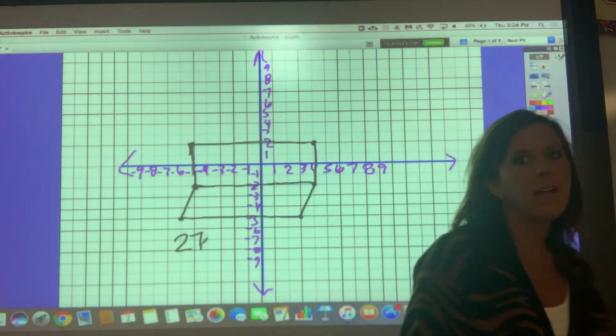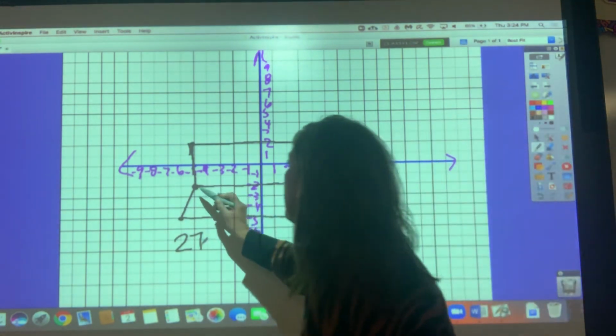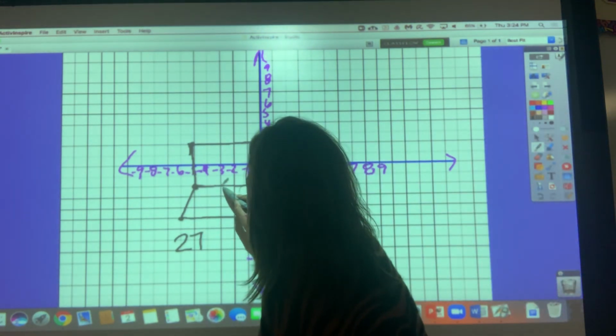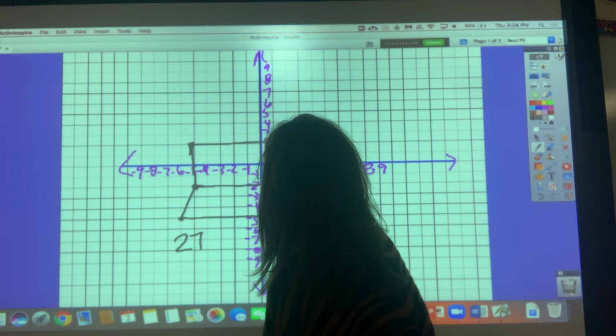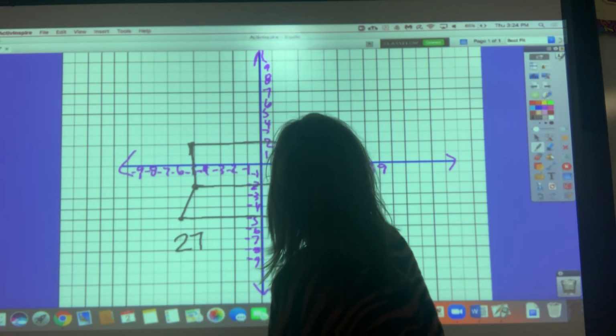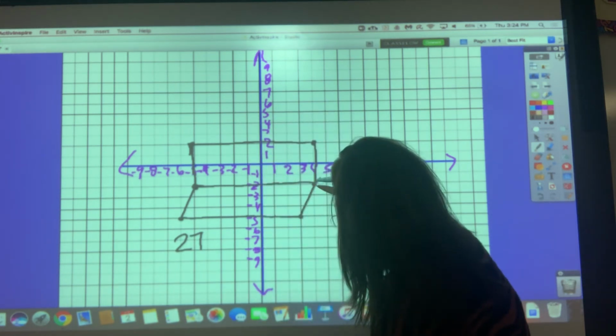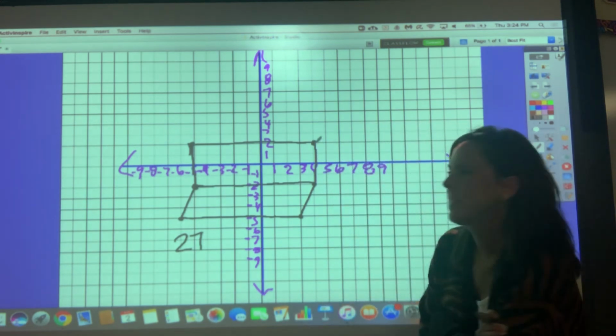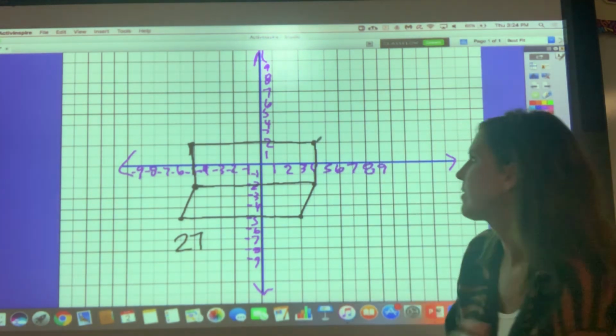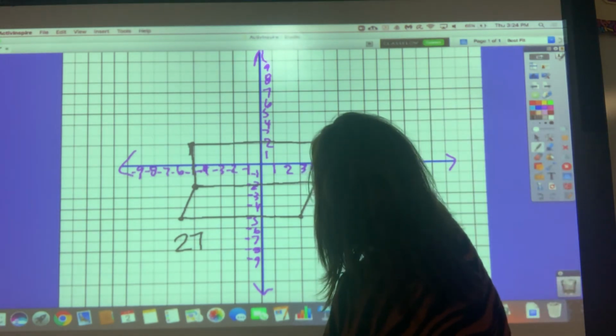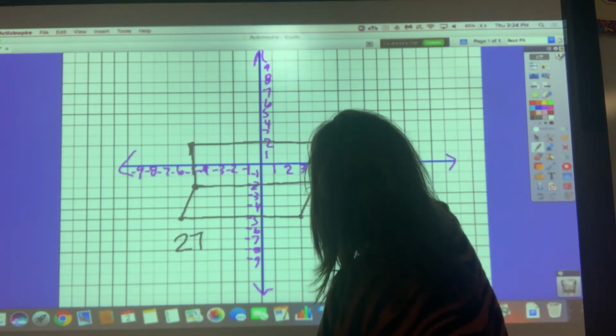Then we need to find the area of the top. So 1, 2, 3, 4, 5, 6, 7, 8, 9. And then our height is 1, 2, 3, 4. So 9 times 4 would be the area of the top part, which we know would be 36.